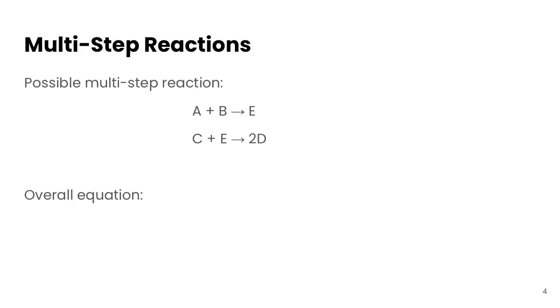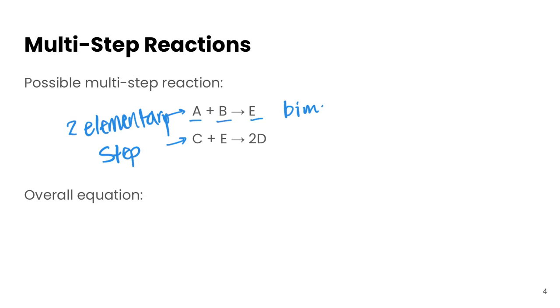So then how do all these multi-step reactions work together? Well, let's take, for example, a possible multi-step reaction where we have 2 elementary steps. The first step is an A reacting with a B to produce E. So we would say that this is bimolecular. And the second step, C reacts with E to form 2D. So again, 2 things. This would be bimolecular as well.